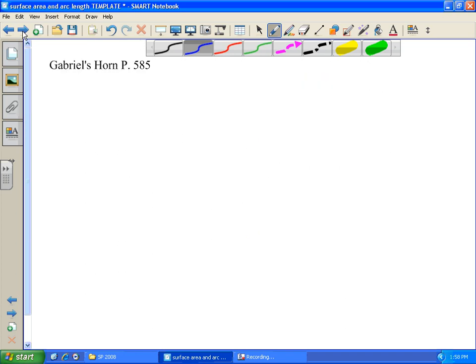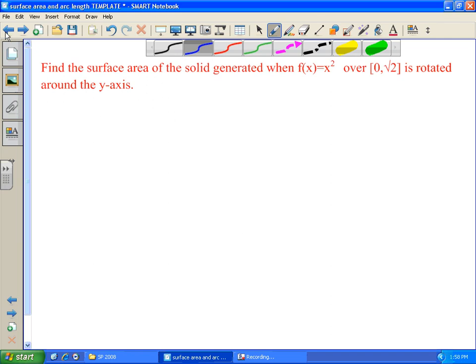Actually, just 1 second. This is the one I want. For this question, to save a little bit of time, let's just set it up. I know you're going to be able to integrate this later because there's another example I want to get to. This one is just set up the integral. We're taking f of x equals x squared from the point 0 to root 2. And now we're going to rotate it around the y-axis.